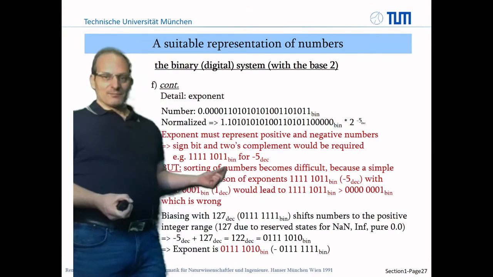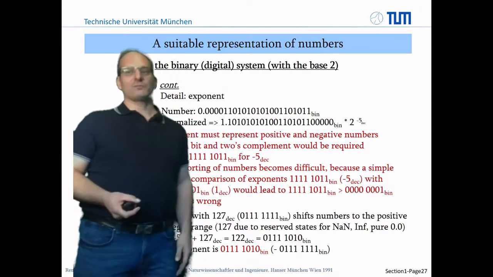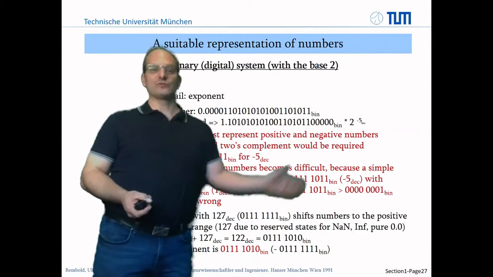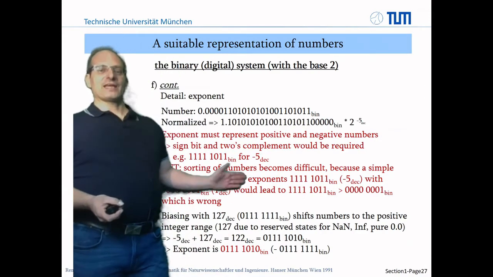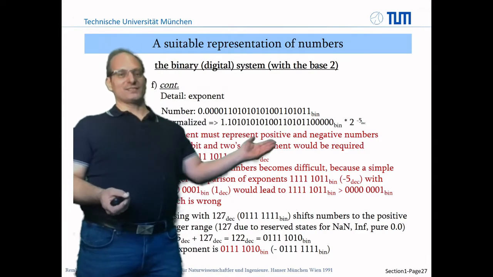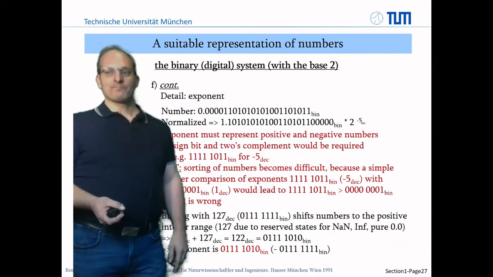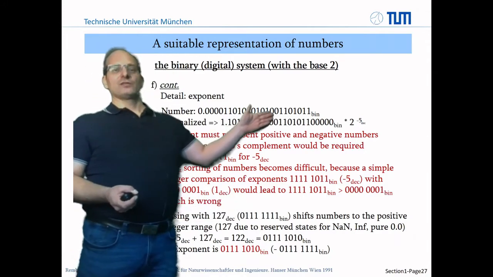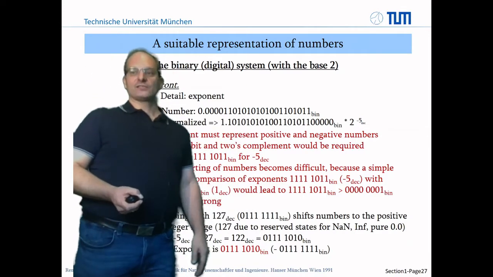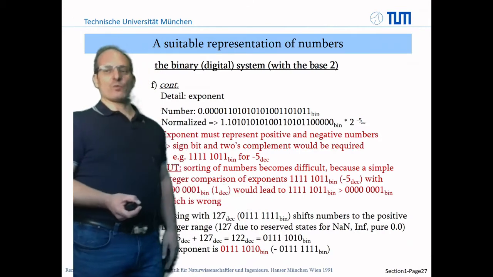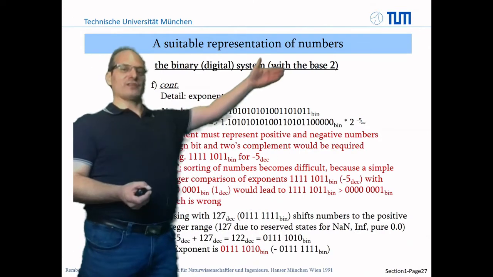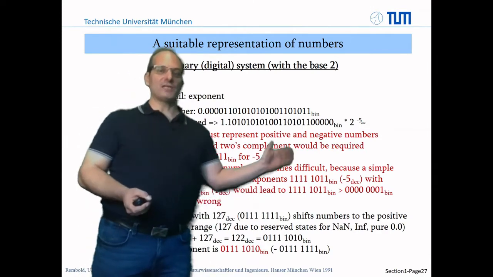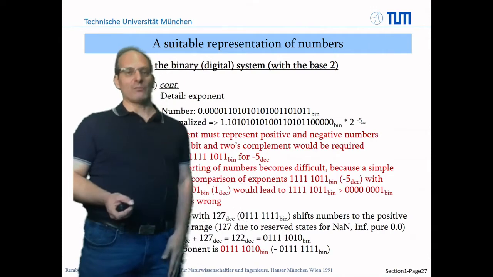You need a sign because you can have positive and negative exponents. Therefore, you don't want to lose a bit in the case like we had with a -0 and +0. So we use the two's complement. And then there's a trick which shifts all numbers to the positive range. If you bias it with the decimal number 127, it's something like shifting everything into a positive range. And therefore, you then have an integer number which you can directly compare.